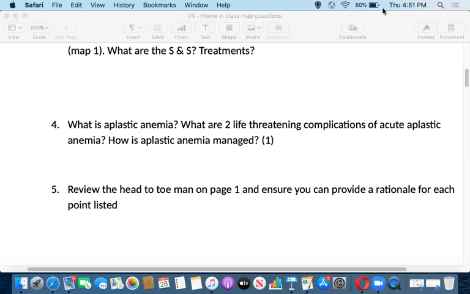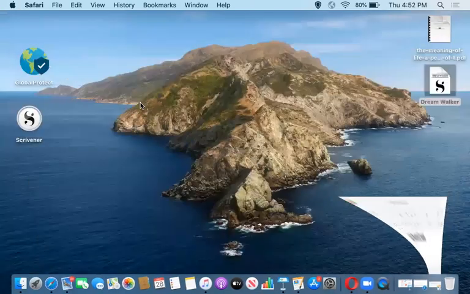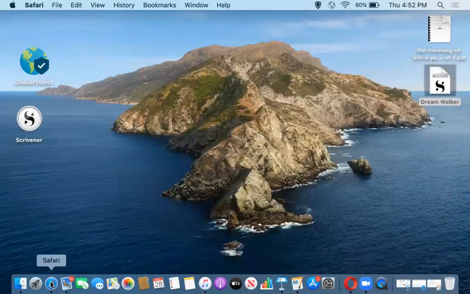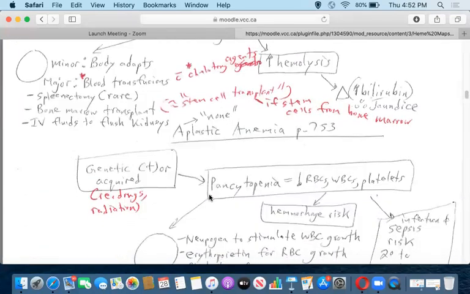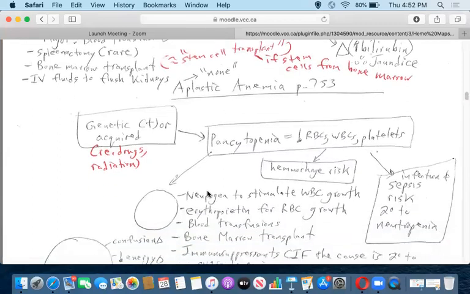So just minimize this, and we'll take a look at the maps here for aplastic anemia. Aplastic anemia can be caused by a few things. It can be genetic, it could be from drugs or radiation, but it ends up in pancytopenia, and pan means all around. Cytopenia means decreased in cells. We're talking about a decrease in all three cells, RBCs, WBCs, and platelets.